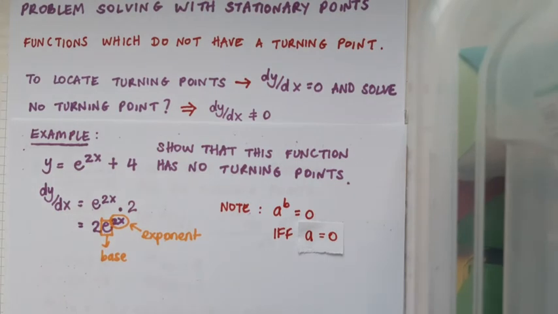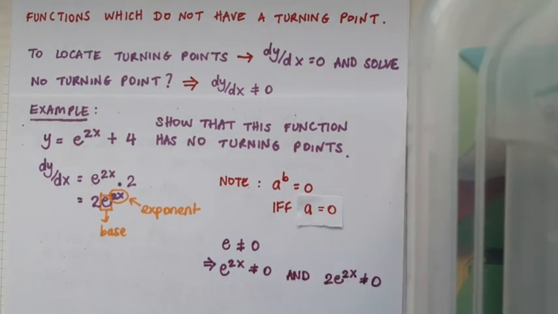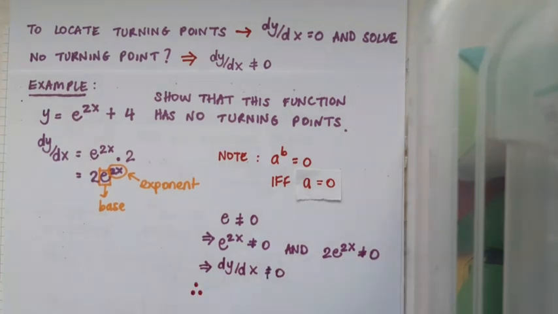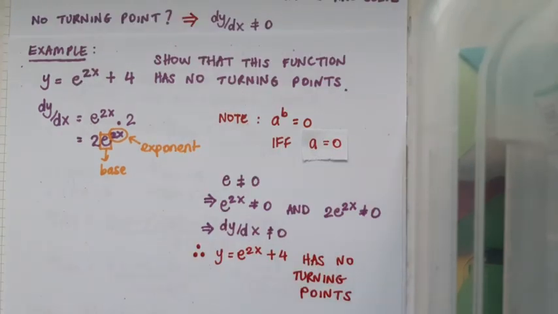So we can say that e is obviously, first of all, not equal to 0. This implies that e to the power of 2x is not equal to 0. And just to get our full derivative into the mix there, we'll say that 2 times e to the 2x then can't be 0. So this implies that dy dx is not equal to 0. And then in conclusion, the function that we started with, y equals e to the 2x plus 4, has no turning points.